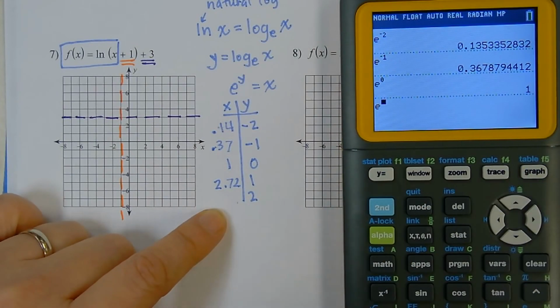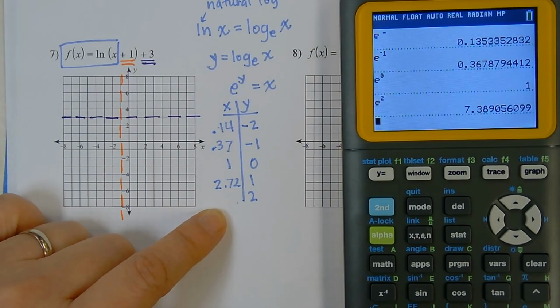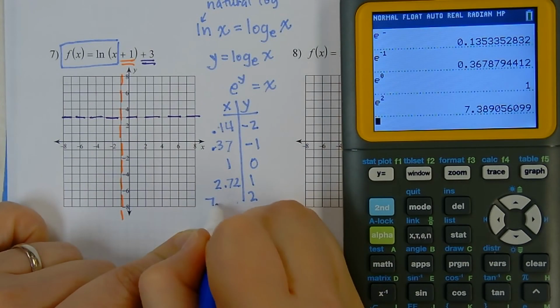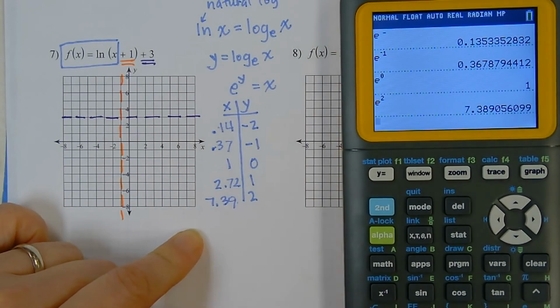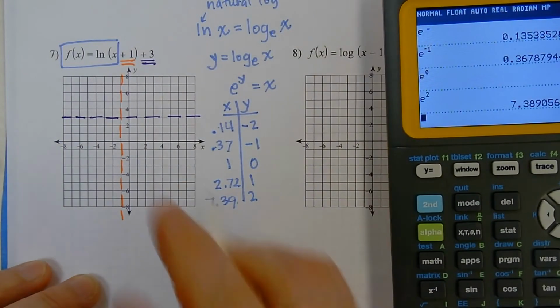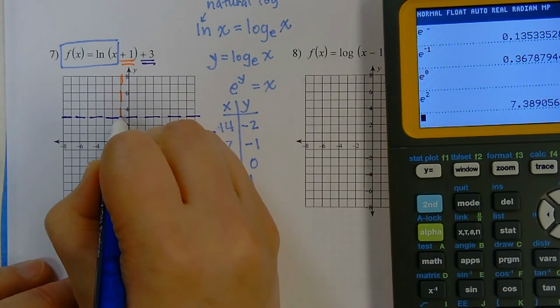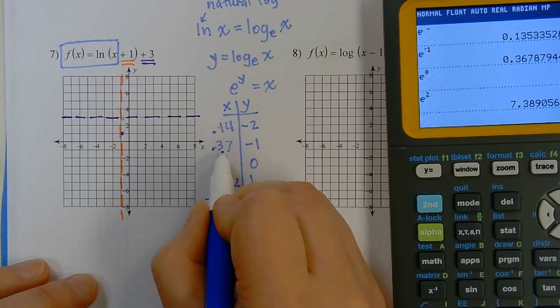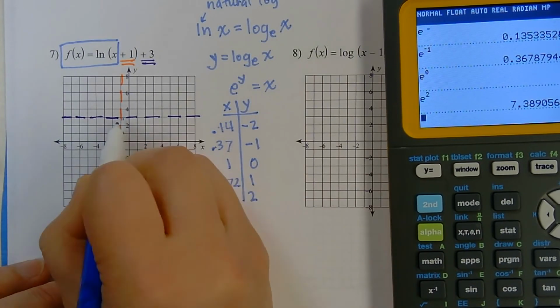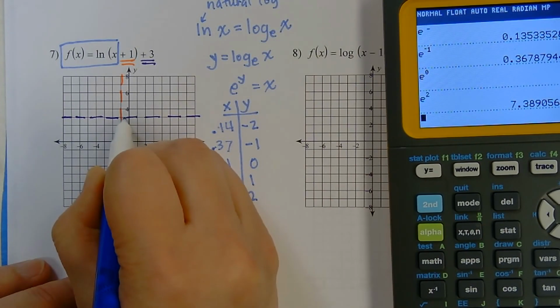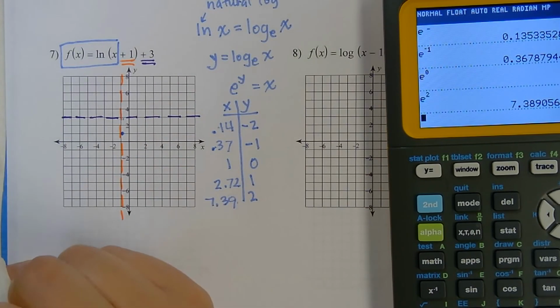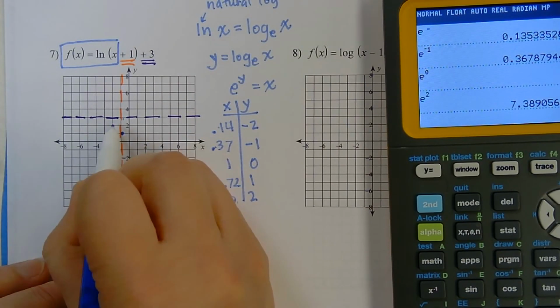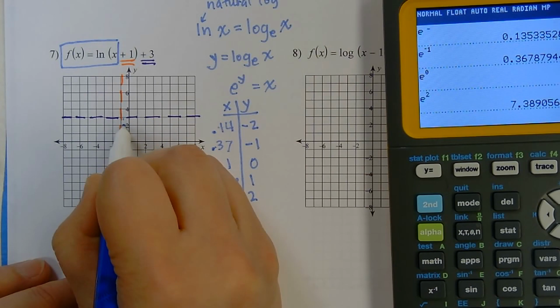Okay, don't know that one. E to the 2 is going to be 7.39. All right, so let's graph this. So x is 0.14, so that's like barely to the right. And we're going to go down to 1, 2, just like that. 0.37, so a little bit, not half yet, and then to the -1.